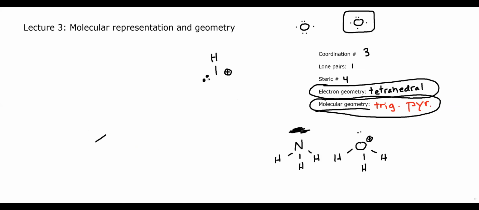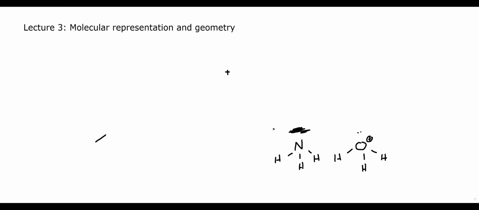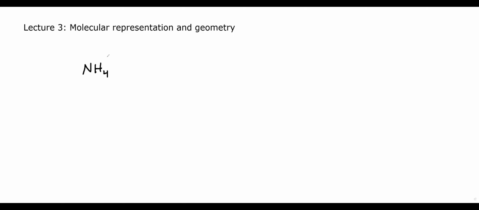Okay, what about NH4 plus? Now we saw this structure before. This is the ammonium ion, NH4 plus. So we have nitrogen connected to 4 hydrogens. This is similar to our CH4. We have carbon with 4 hydrogens. We have nitrogen with 4 hydrogens.